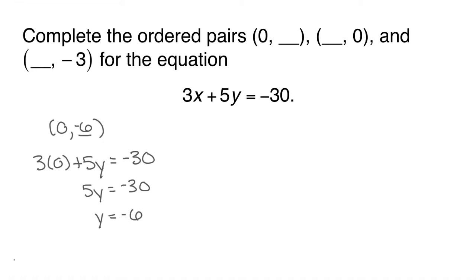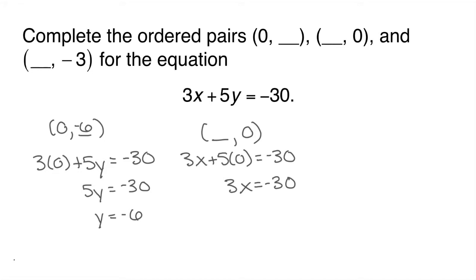Next, we have (blank, 0). In this case, it's the y coordinate that's 0. So our equation is 3x plus 5 times 0 is equal to -30. Simplifying the left side, we have 3x is equal to -30. And solving for x, we divide both sides of the equation by 3 to get x is equal to -10. So the ordered pair is (-10, 0).